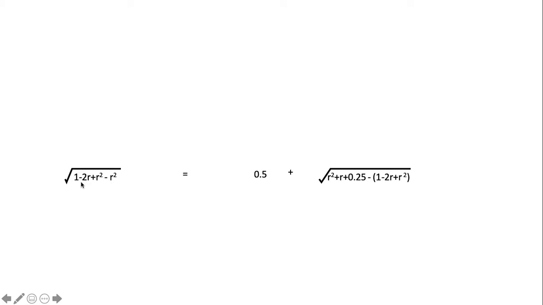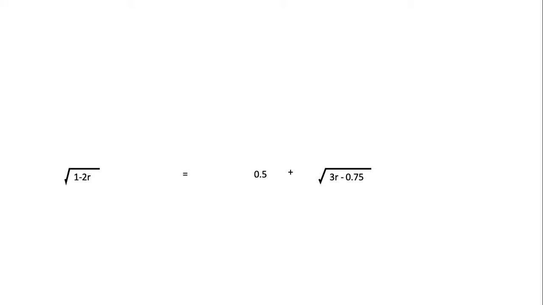And then when I tidy that up a bit, I've got an r squared, a minus r squared there, an r squared there, a minus r squared there, so they're all going to cancel. I've got an r and a minus 2r, so that's going to make 3 r's. So you can stop the screen and check all the minor algebra there. But it boils down to the square root of 1 minus 2r equals 0.5 plus the square root of 3r minus 0.75.